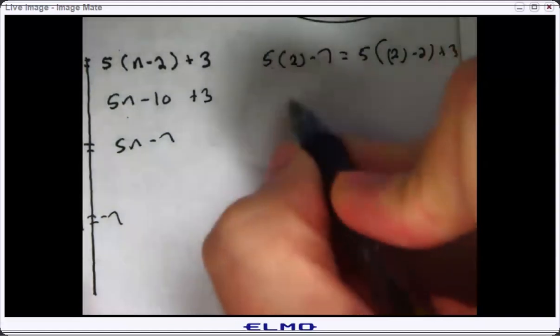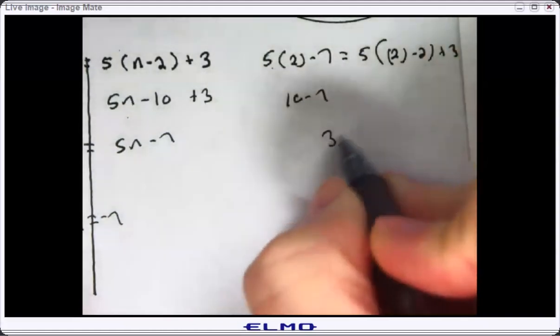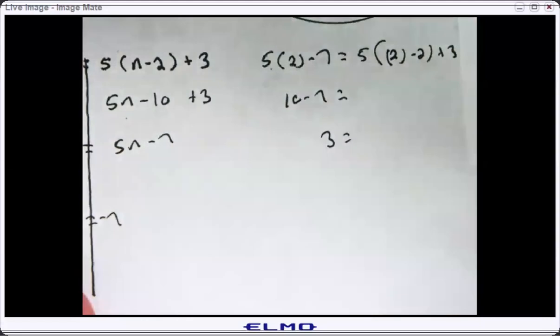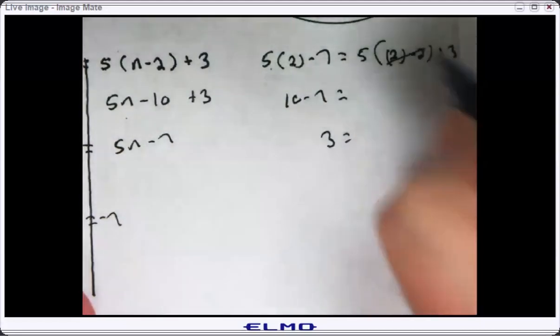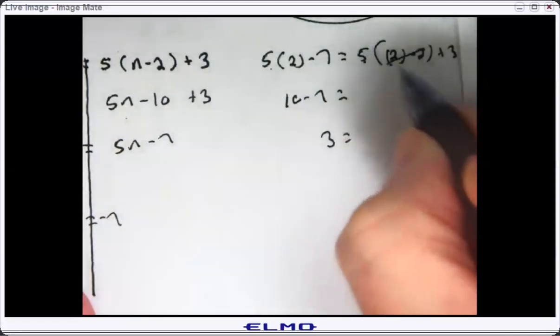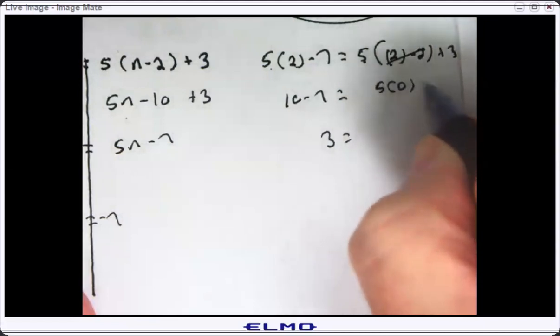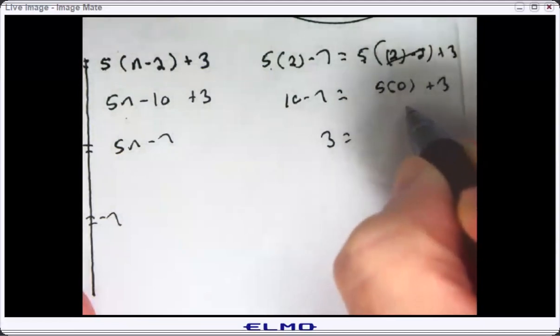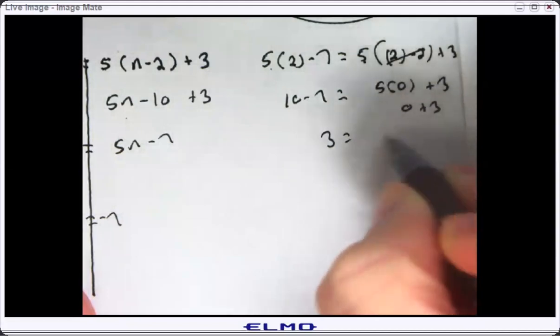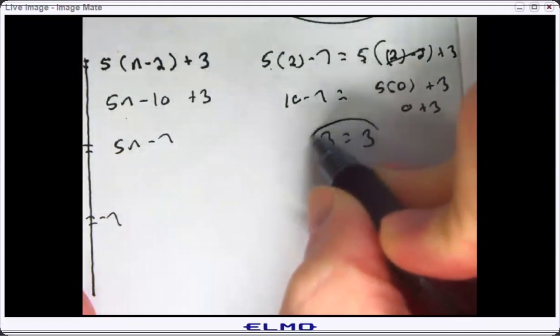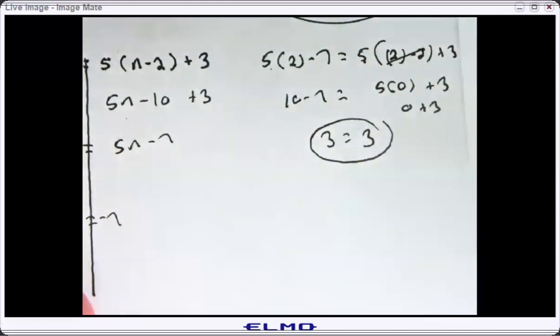Let's see what happens. 5 times 2 is 10. 10 minus 7 is 3 on the left. On the right side, 2 minus 2 in parentheses is nothing. 5 times nothing is nothing. And nothing plus 3 is 3. True statement. And I could do any number I want and it would work out that way.